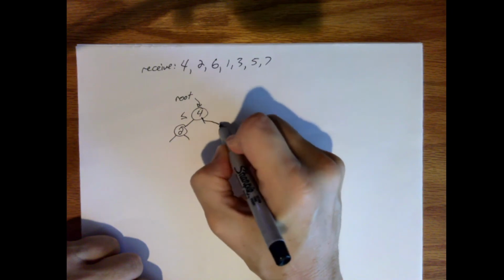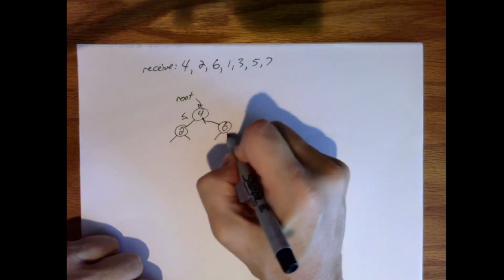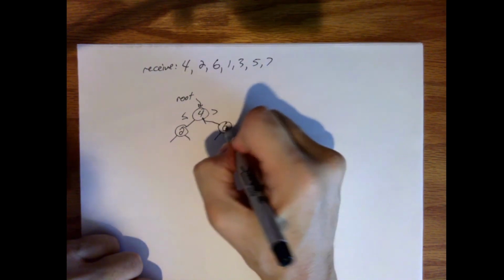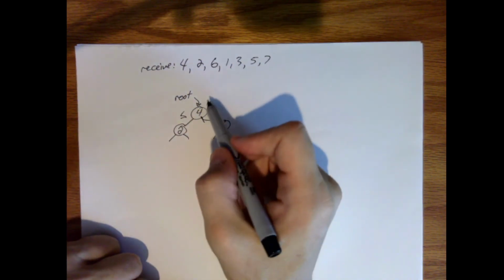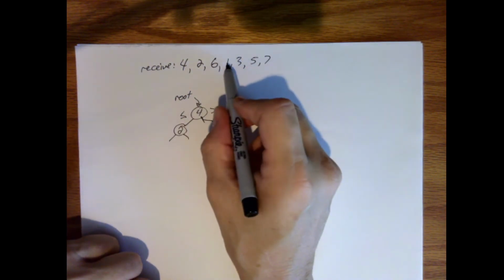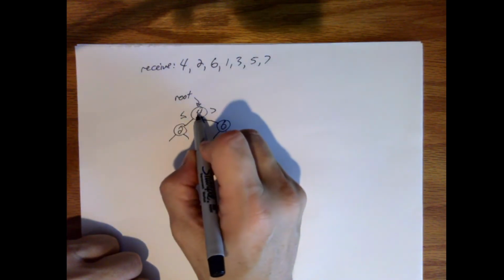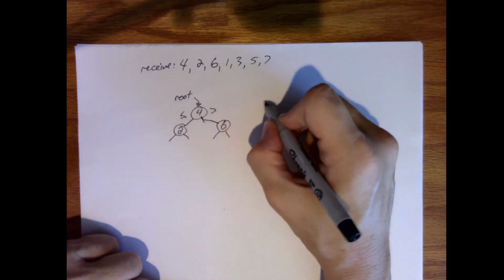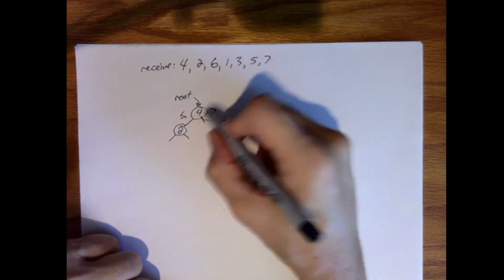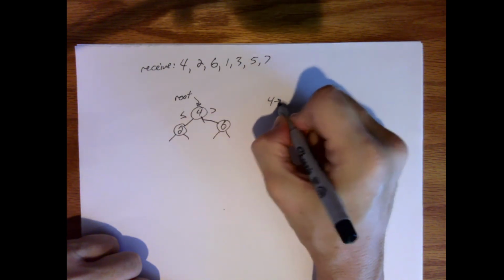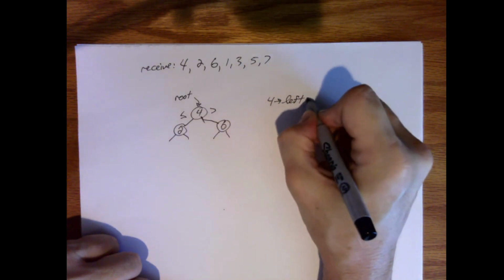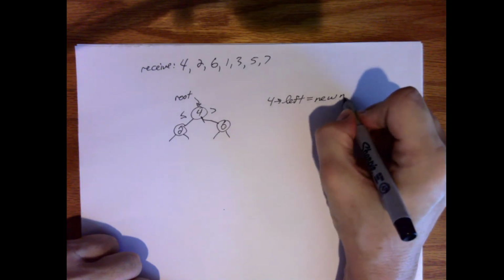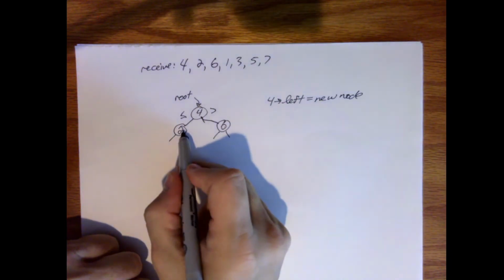And then I get 6. I'm going to put it over here to get more room. And same type of thing applies. 6 is greater than 4, so it goes over here. So now we see what I was just pointing out: if I get 1, I say 1 is less than 4. But if I just say, to be clear which node I'm talking about, 4 left equals new node, then I just lost the 2.